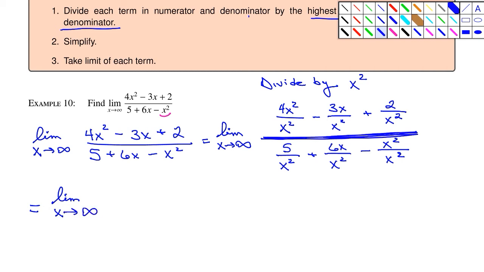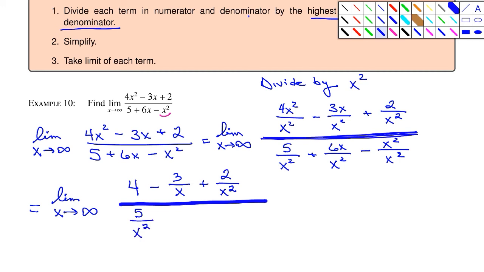So we still have the limit as x goes to infinity. Now I'm going to simplify each of these. So this is going to be 4x squared over x squared is just 4. 3x over x squared is 3 over x. And plus 2 over x squared, nothing cancels there. 5 over x squared, nothing cancels here. 6x over x squared is 6 over x. And then x squared over x squared is 1.